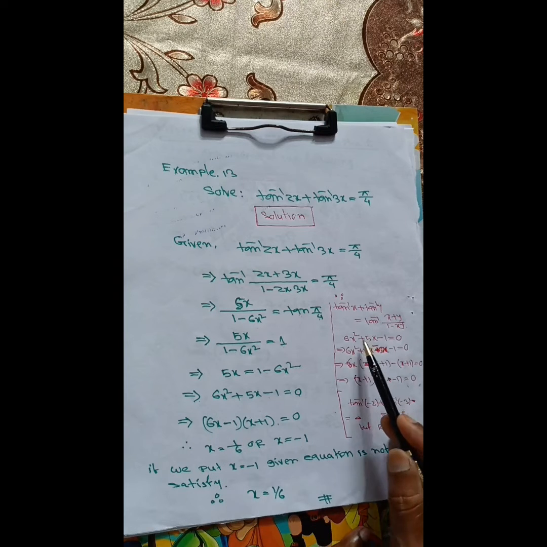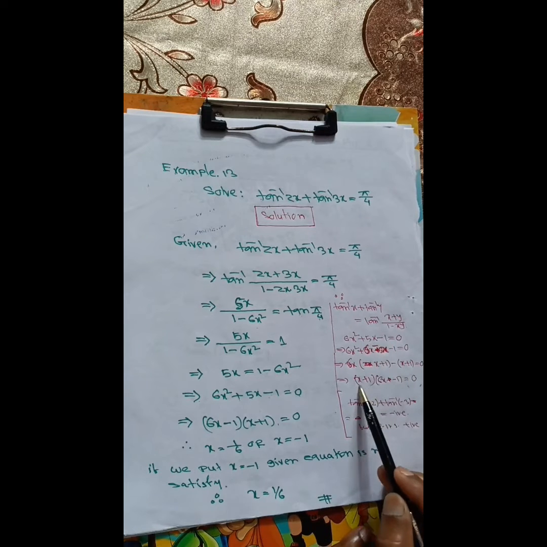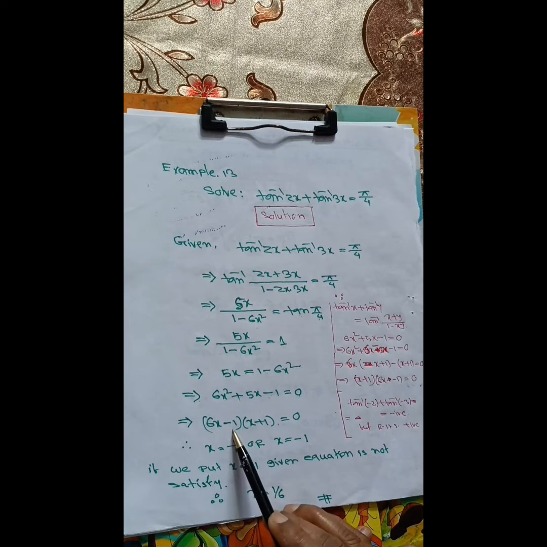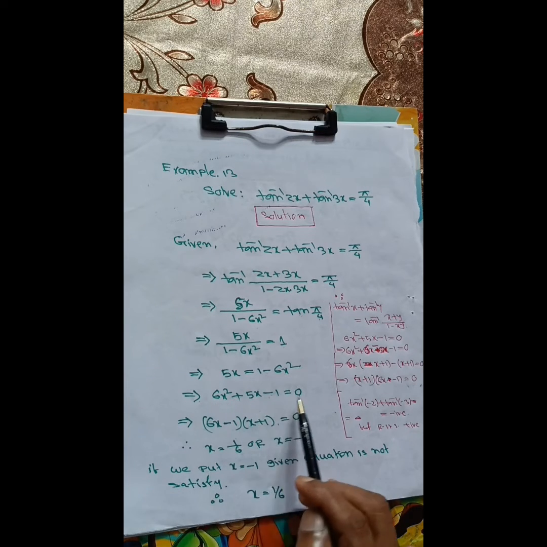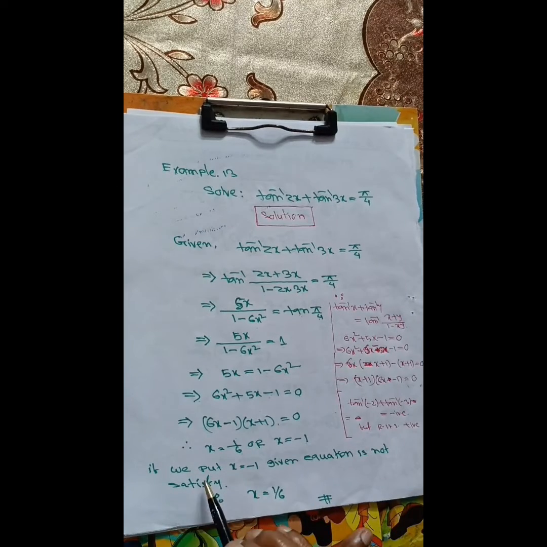If we factorize this polynomial, then we get 6x minus 1 whole into x plus 1 is equal to 0. Then we get x is equal to 1 by 6 or x is equal to minus 1. Since it is a quadratic equation, we get two values of x. If we put x is equal to minus 1 in the given equation, it is not satisfied.